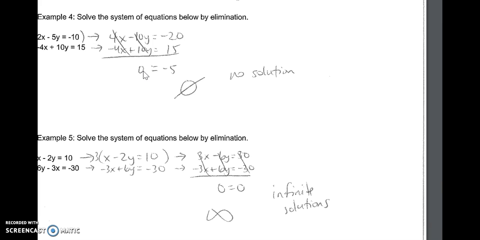Now it's just a matter on the other side. Is it going to be equal or is it going to be not equal? You have a -20 and a 15. That gets you a -5. Does 0 equal -5? No. So your answer is no solution. Okay? Then you go to your last example.